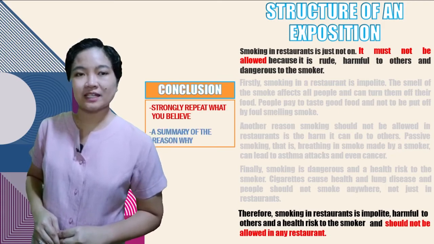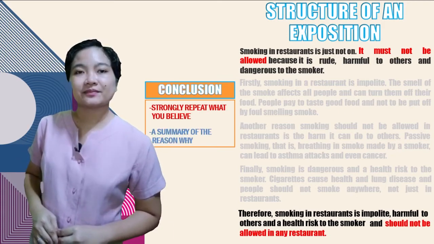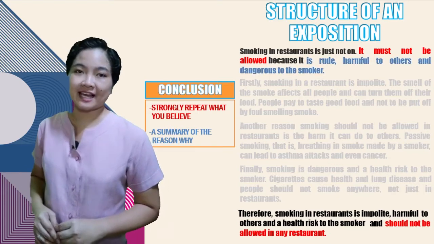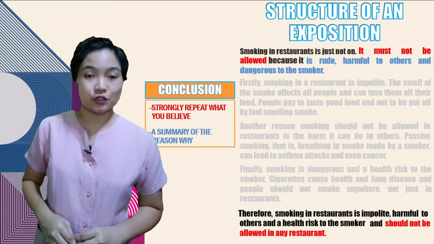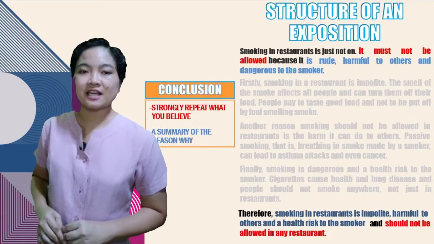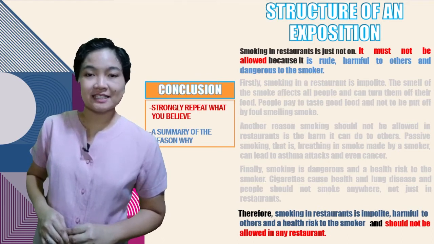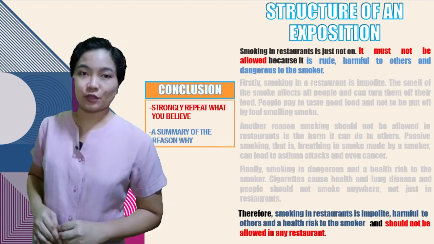The next one is, you are going to summarize the reason why. In the introduction, it is written as, is rude, harmful to others, and dangerous to the smoker. In your conclusion, you will restate it as, smoking in restaurants is impolite, harmful to others, and a health risk to the smoker.